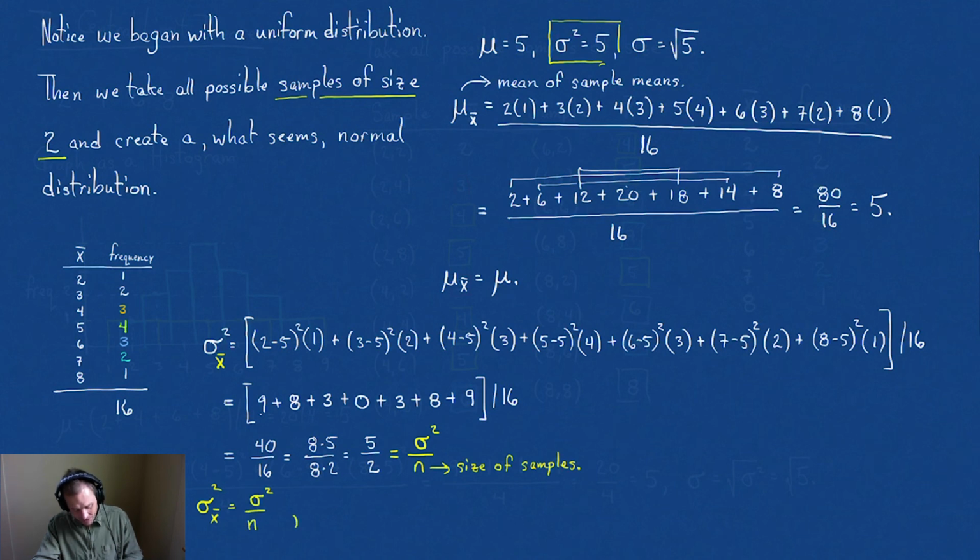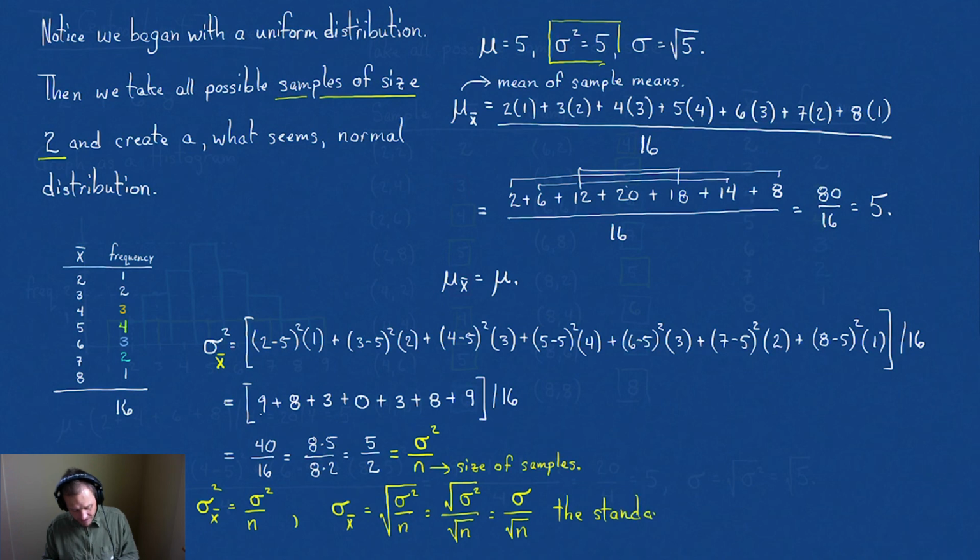And if we go one step further, we could say that the standard deviation of the sample means is the square root of all that. Well, it's the square root of the variance over n. Remember, you can break it up into the square root of the variance over the square root of n. But the square root of the variance, that's the standard deviation, divided by the square root of the sample size. And this is often called the standard error of the mean.